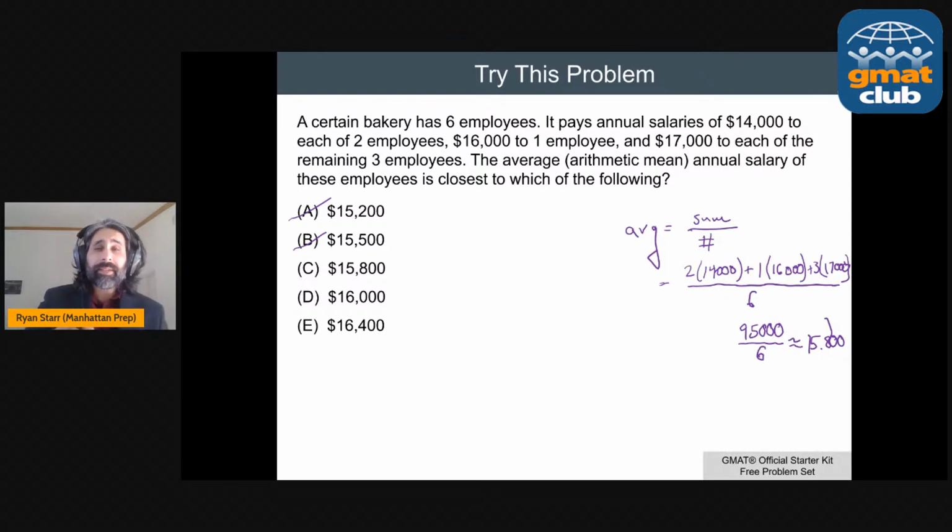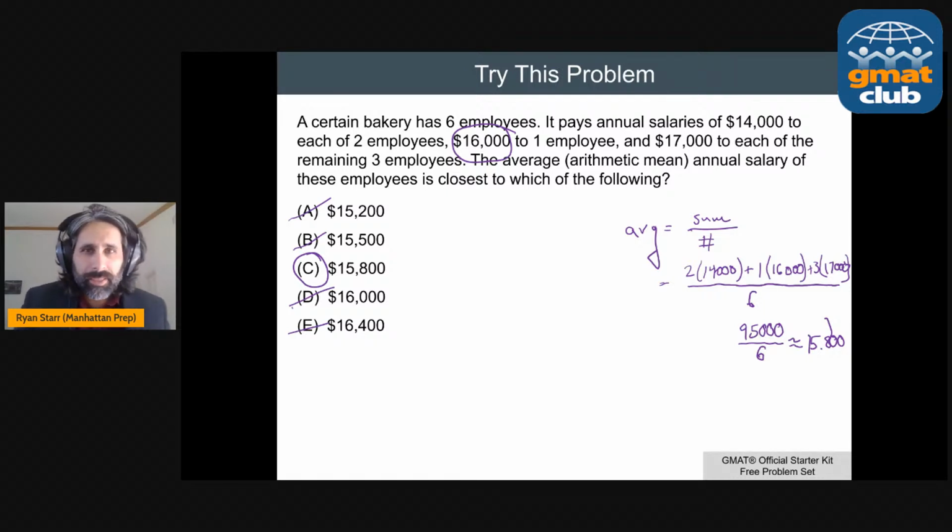But given that that last number is only 16,000, it can't bring the average too high over 15,500. The average is still going to be between the 15,500 we would have if it were 3 14,000s and 3 17,000s and the 16,000 that it actually is. So that's 3 different ways to get to C as an answer here. All right. 3 different ways for one problem.